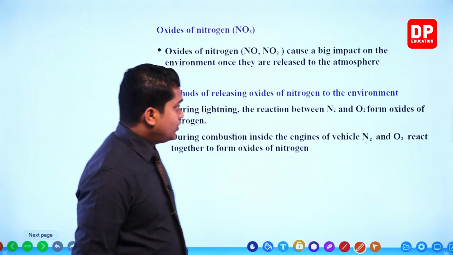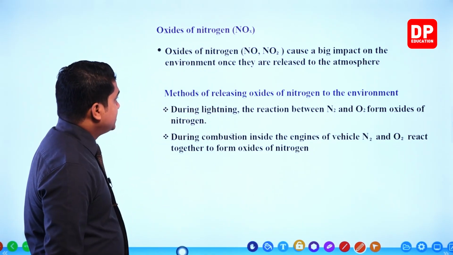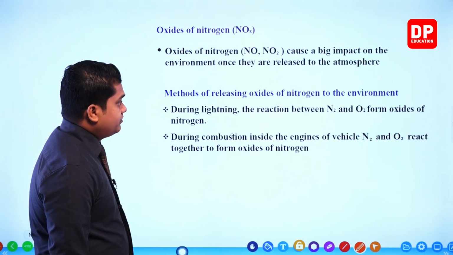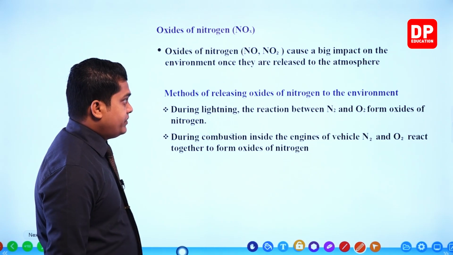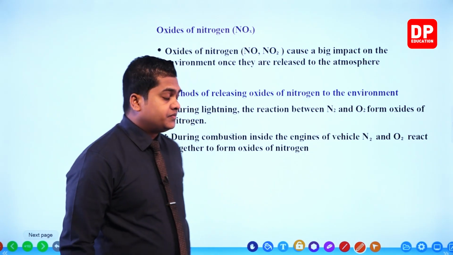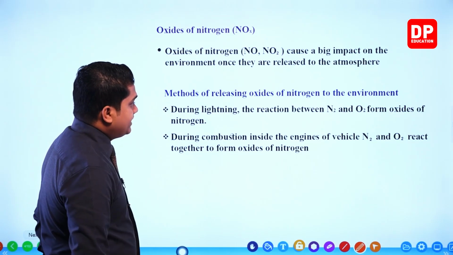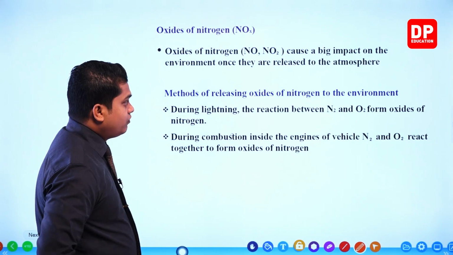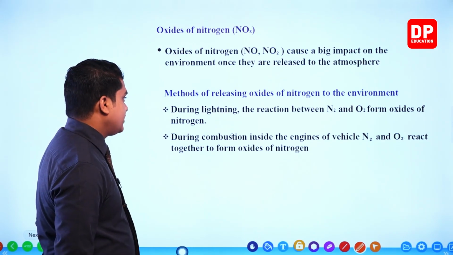Here are the given methods of releasing oxides of nitrogen to the environment. So the different methods by which oxides of nitrogen can enter the environment. First one is during lightning. The reaction between nitrogen gas and oxygen forms oxides of nitrogen.